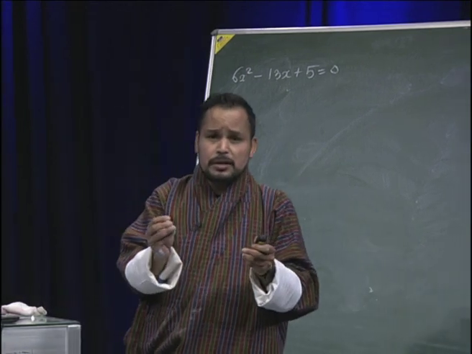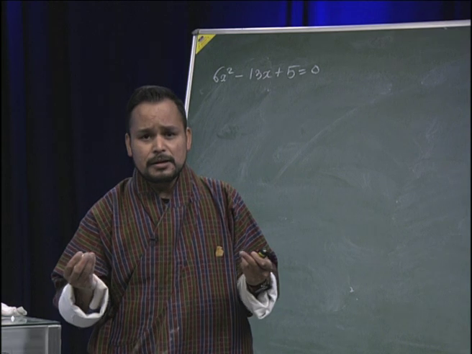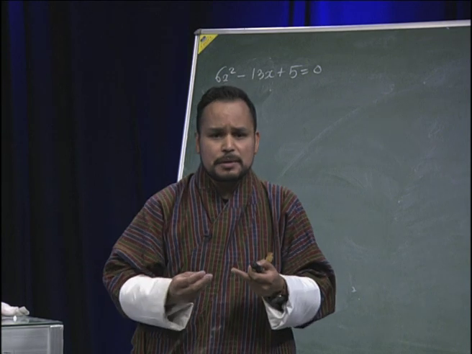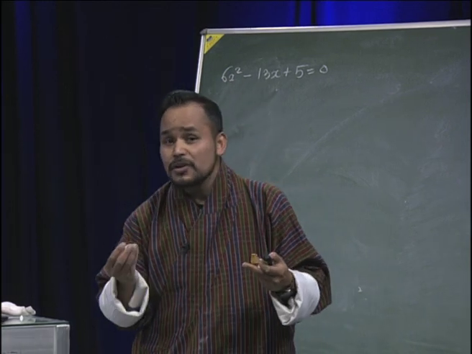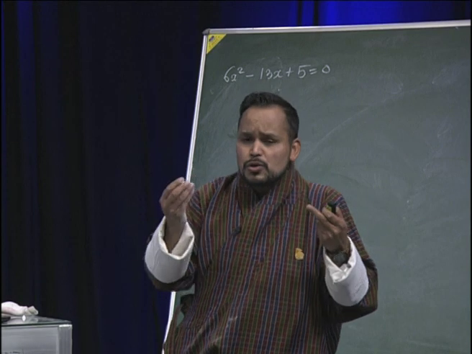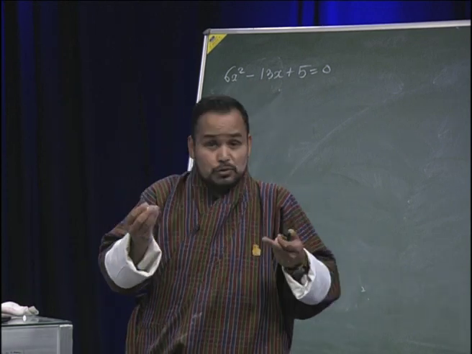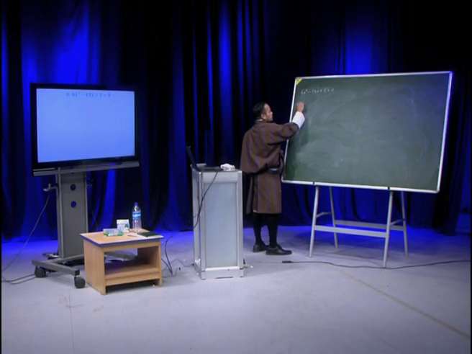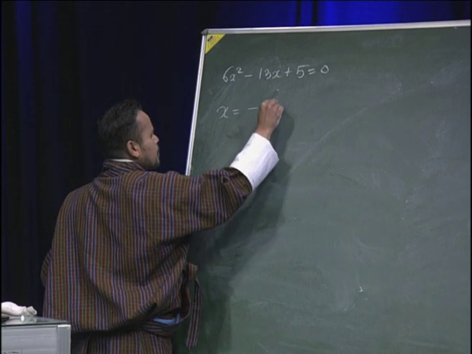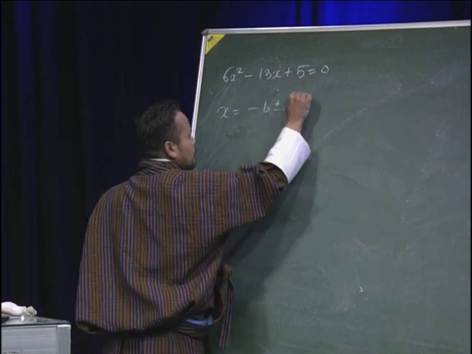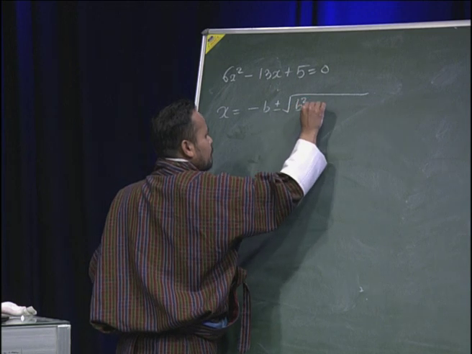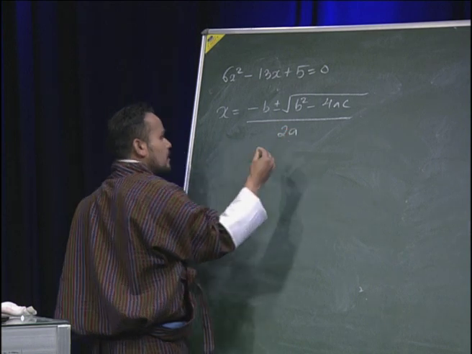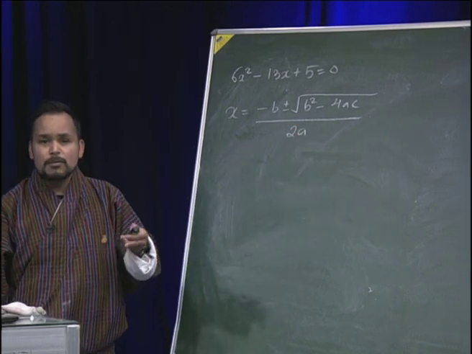Now to solve this question, you can use the sum and product method, but using the sum and product method is going to prove tedious. So instead, we are going to use the quadratic formula, which is the formula mostly used to solve a quadratic equation. The formula is x equals negative b plus or minus root of b square minus 4ac, whole divided by 2a.